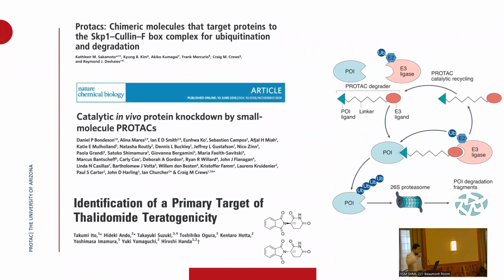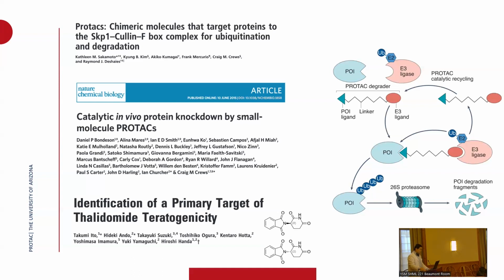A little bit of history on PROTACs. It was first developed by Craig Crews here at Yale and Kathleen Sakamoto back in the early 2000s. In their first paper shown above, they used a peptide chain as the E3 ligand. And that's why it was never really picked up by biotech companies, because of its bioavailability as well as shelf stability issues.